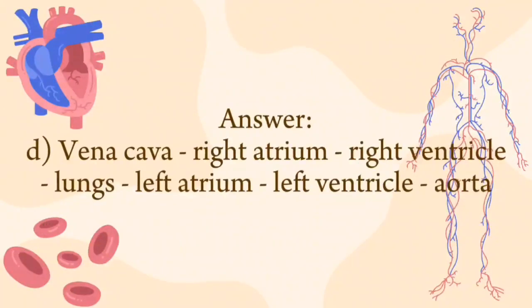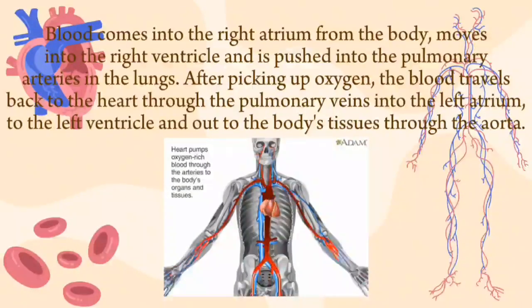Answer. D. Vena cava, right atrium, right ventricle, lungs, left atrium, left ventricle, aorta. Blood comes into the right atrium from the body, moves into the right ventricle and is pushed into the pulmonary arteries in the lungs. After picking up oxygen, the blood travels back to the heart through the pulmonary veins into the left atrium, to the left ventricle and out to the body's tissues through the aorta.